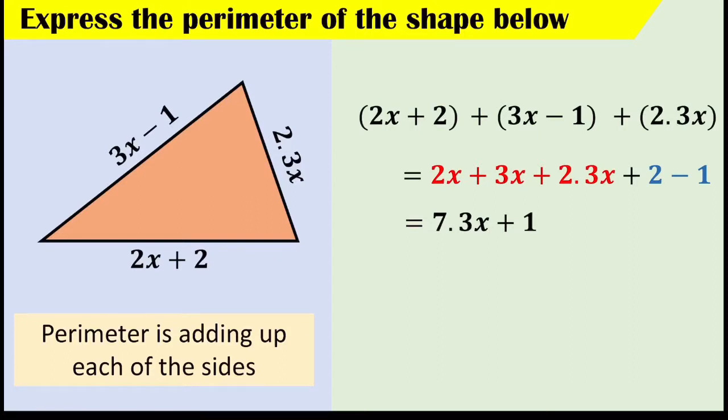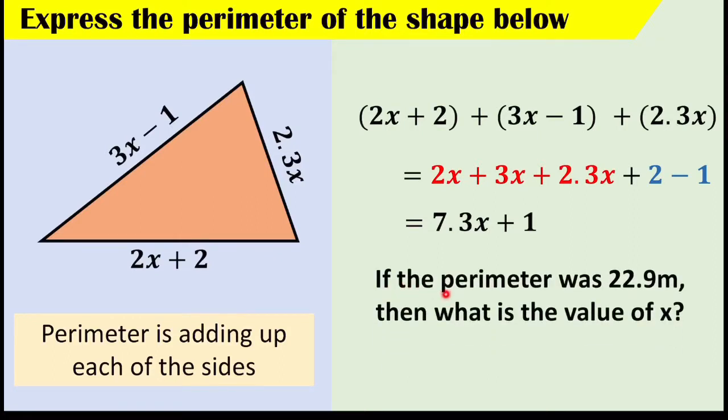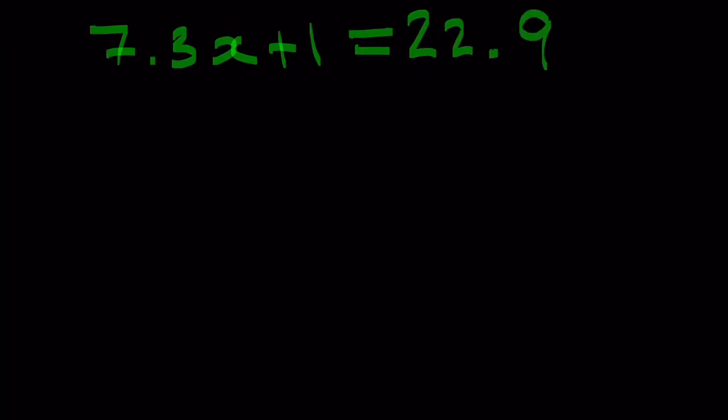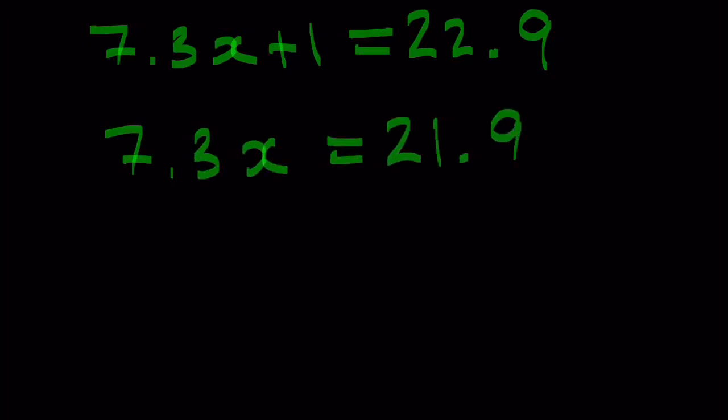So I can ask questions now. Like, if the perimeter was 22.9 meters, then what is the value of x? Well, I know our perimeter is equal to 22.9, and that our perimeter is also equal to 7.3x plus 1. So 7.3x plus 1 is equal to 22.9. We're going to subtract 1 from both sides. So now we get 7.3x is equal to 21.9.